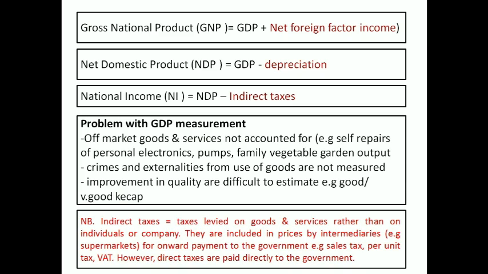Then crimes and externalities from the use of goods and services are not measured. For example, using a bad tire can result in accidents. Accident is a cost that may not appear in the GDP. Then improvement in quality are difficult to estimate. For example, how do you estimate a ketchup that is good and that which is very good?